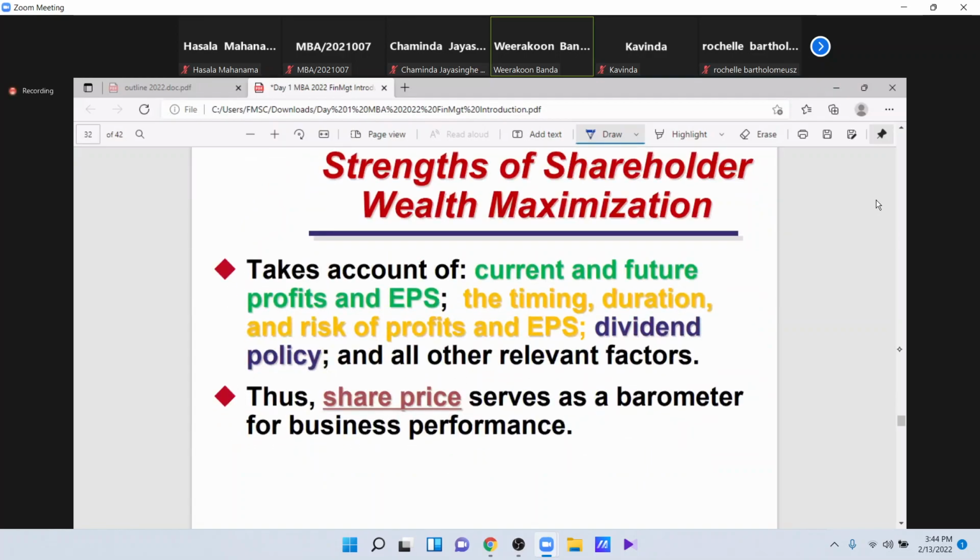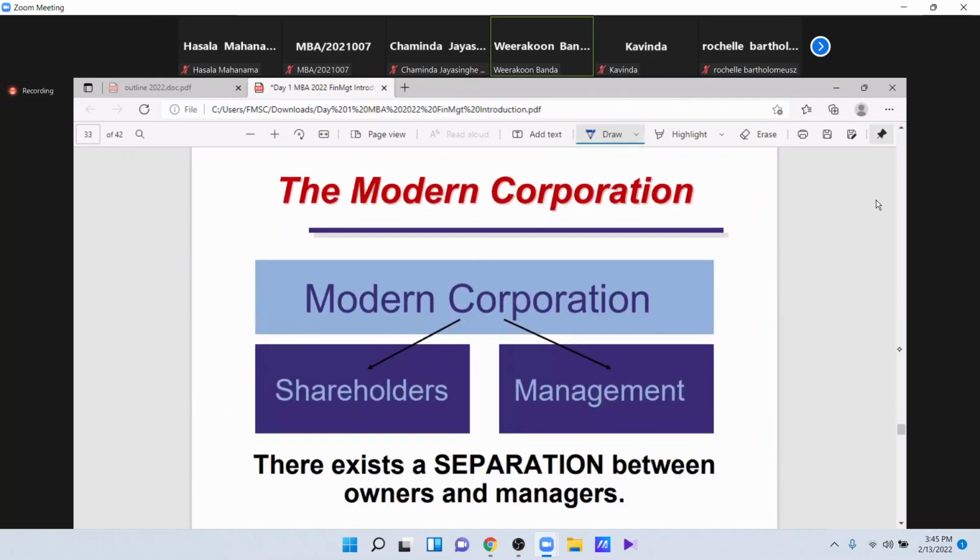Strength of shareholder wealth maximization: it takes account of current and future profits, earnings per share, the timing, duration and risk of profit and earnings per share, dividend policy, and all other relevant factors. Thus, share price serves as a barometer for business performance. So it does indicate that shareholder wealth maximization is more appropriate than profit maximization. Those are supportive evidences.